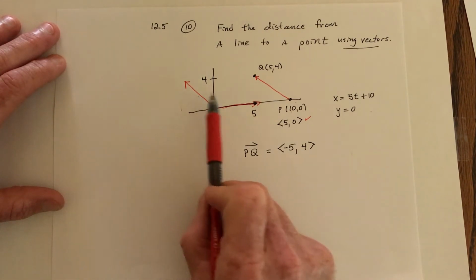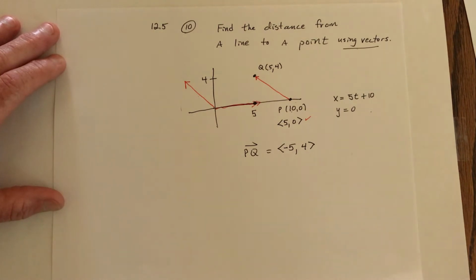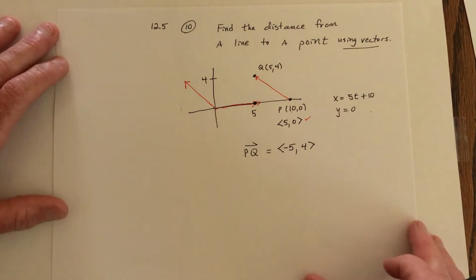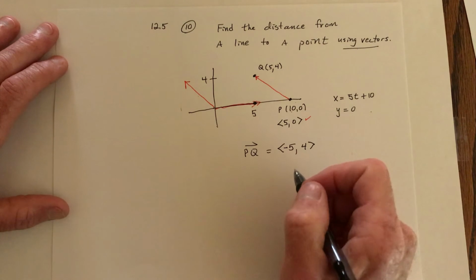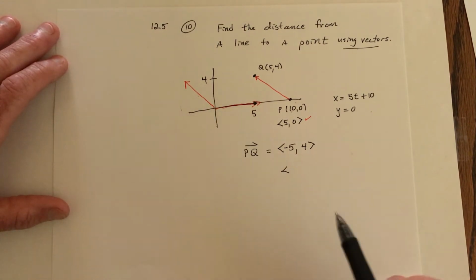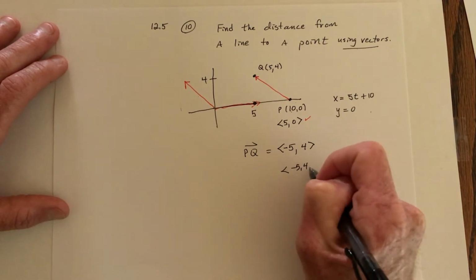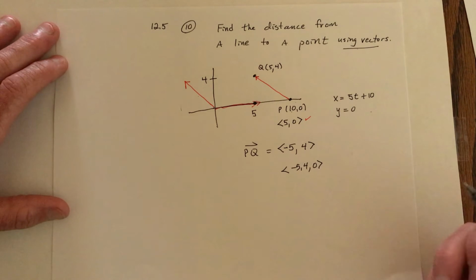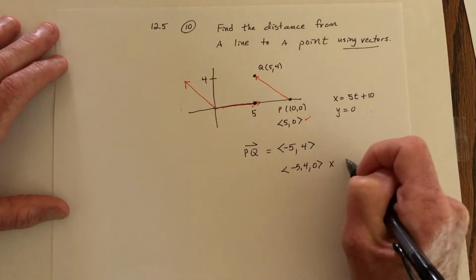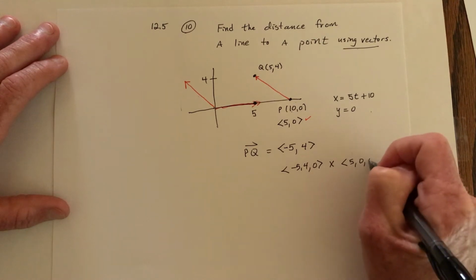Then what I'm going to do is, for these two, I'm going to take the cross product. Now, you can only take the cross product of vectors if they're in 3 dimensions. So what I'll really have to do is say this piece of paper, z is equal to 0. So this vector is really negative 5, 4, 0. And then I'm going to do cross product with this vector, which would be 5, 0, 0.